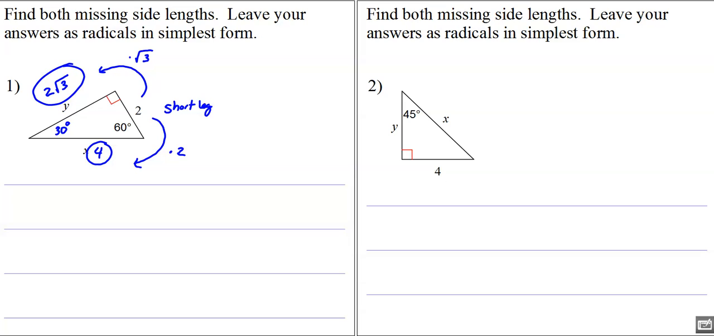All right, number 2, we have the 45, 45, 90. And since they're both 45, it's isosceles. Those two should be identical. So y is 4. And then the rule on this one is the hypotenuse is always the leg times radical 2. So the correct answer here would be 4 radical 2.